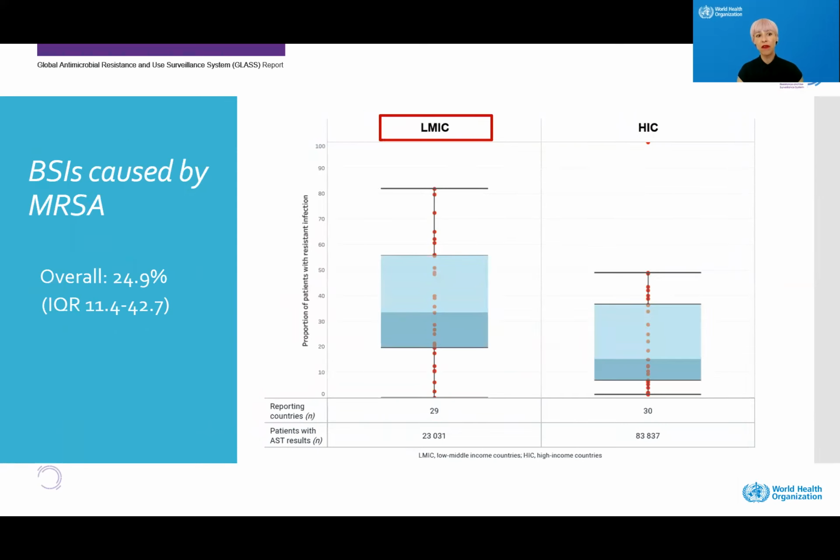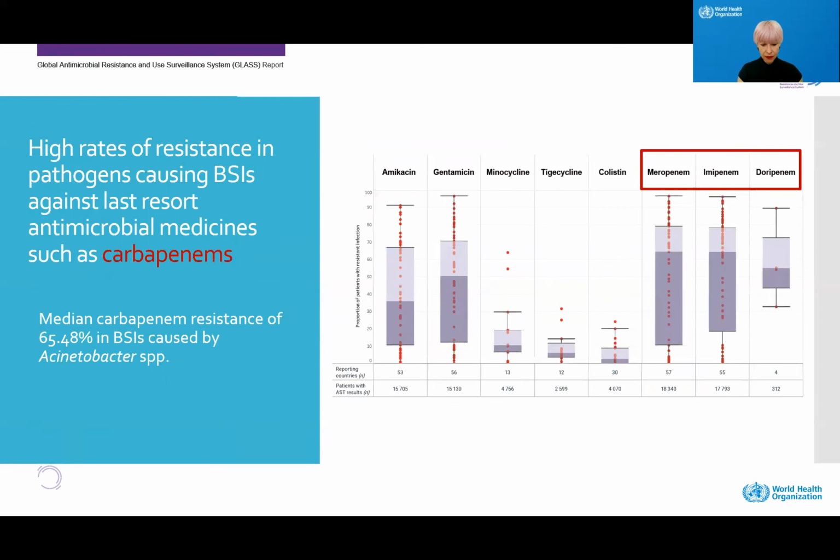Here we also have the graph for bloodstream infection caused by MRSA. The overall median resistance was around 25%, but again, we see higher rates in low and middle income countries, and for sure these results need to be investigated to understand if they are related to biases linked to the data, or if this really is the reality of a higher burden of this type of infection in low and middle income countries.